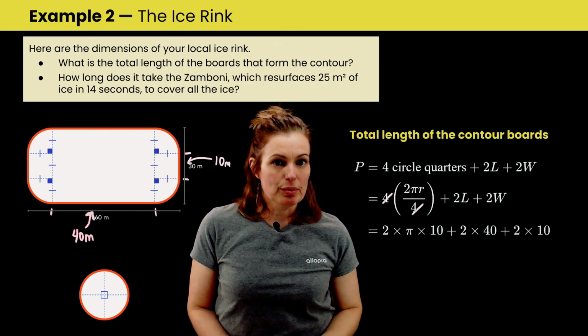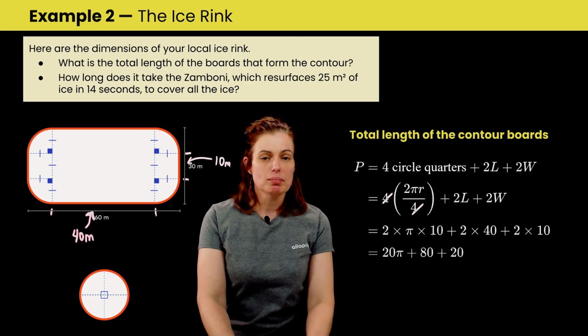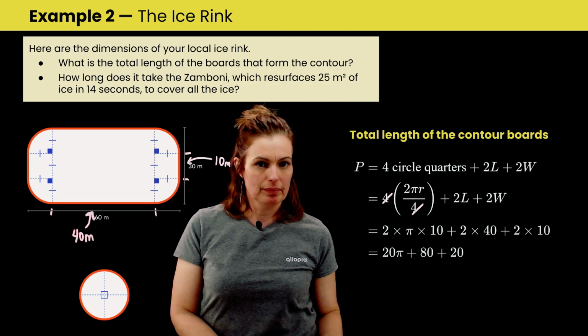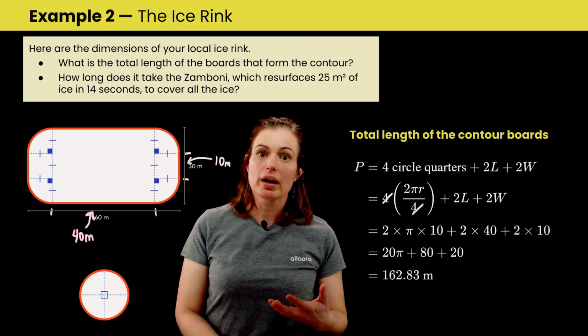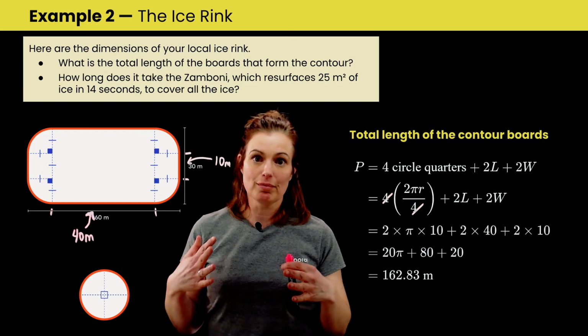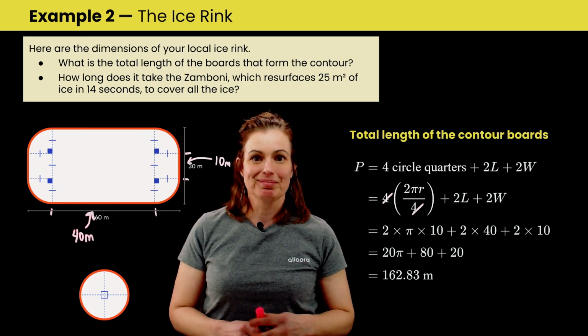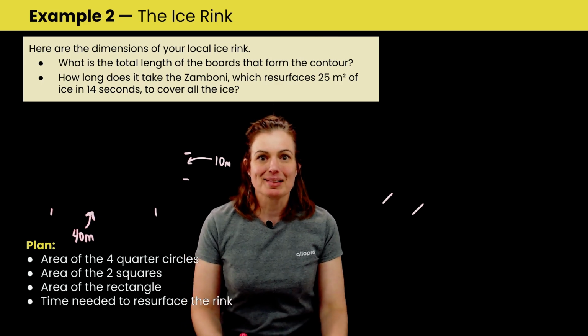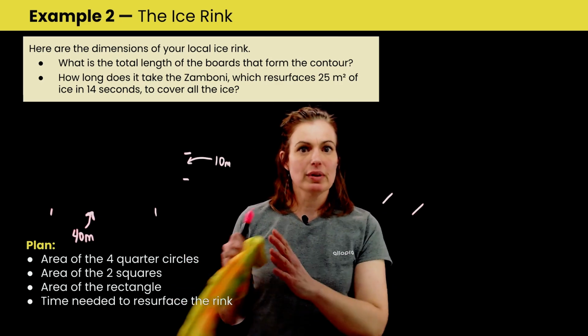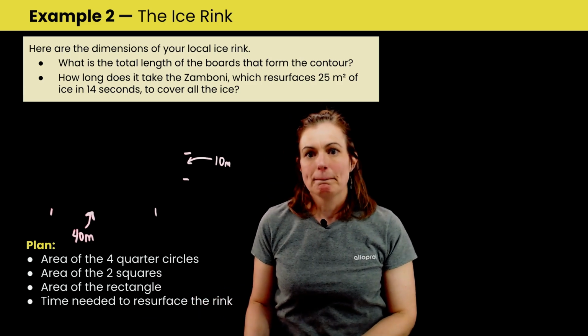So that's where those numbers are coming from. That gives us 20 times pi plus 80 plus 20 for a grand total of 162.83 meters. So that means the perimeter of my ice rink is 162.83 meters. All right, so I'm going to erase these two lines here because we don't need them anymore, but I'm going to leave those measures up there.